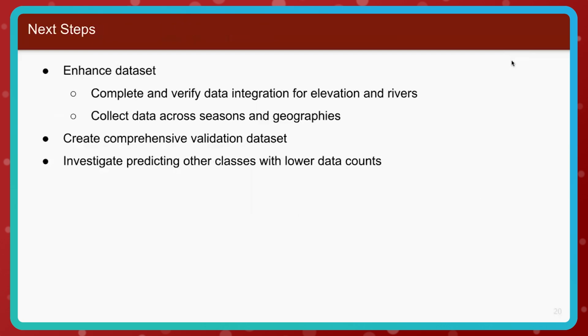We developed a strong foundation for further improvements to the model. Our work can be further improved by enhancing the data, which would involve completing and verifying the incorporation of river and elevation data, and collecting data across different seasons and geographies. Some future next steps for the project include creating a comprehensive validation dataset and investigating the feasibility of predicting other classes which have lower data counts. By implementing our suggestions, we believe that the model performance can be further improved. We are excited for the progress of this project and look forward to seeing the future impact of our work.